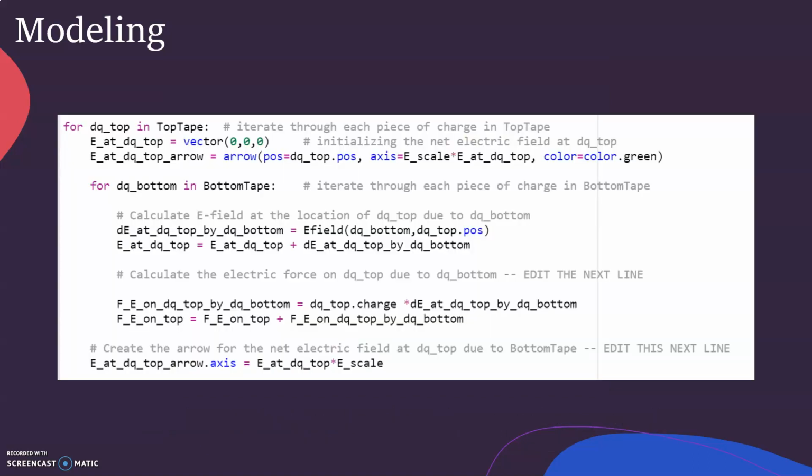So the bulk of the code, ignoring things explained in previous labs and initializing variables, is the double nested loop that goes through the process that I explained in earlier slides of taking one piece of the top tape and going through each piece of the bottom tape and calculating the electric field due to that small piece. So this is an iterative double loop that goes through each top tape and each bottom tape for each top tape.